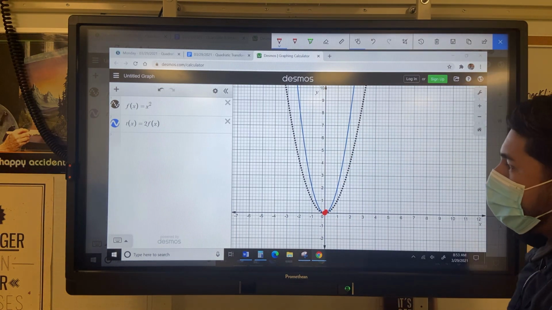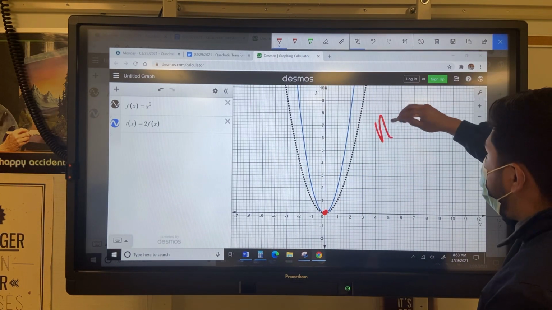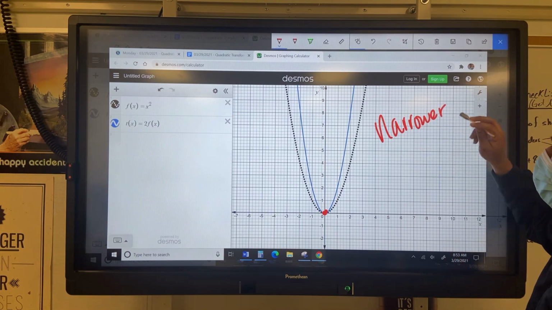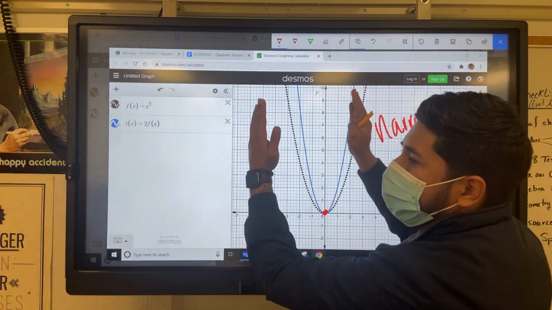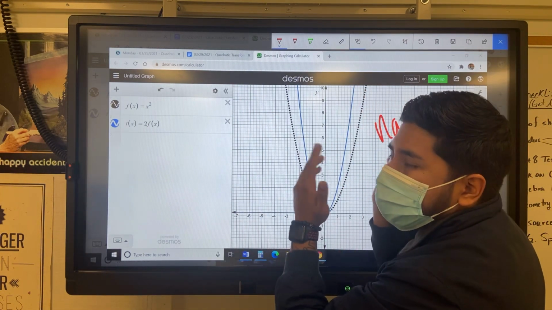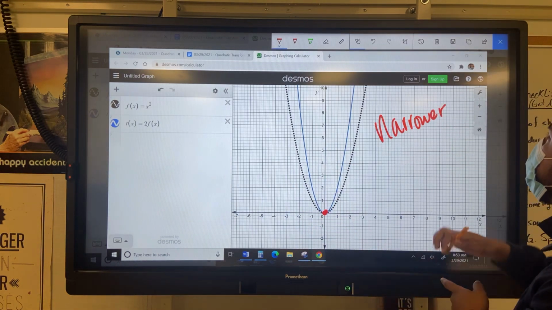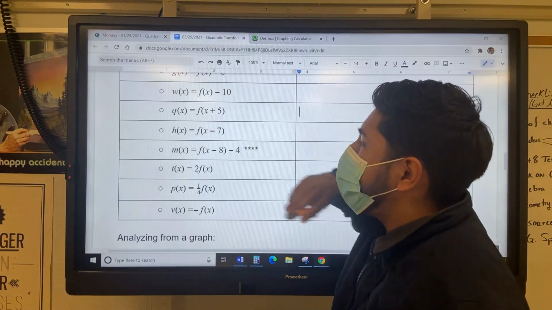So what can we say? We can say it got thinner, but the correct word is narrower. Narrower. So this one went a little inward. When you see vocabulary in your test problems, you say narrower. Make sure you make that connection. And if you need to pause, pause.